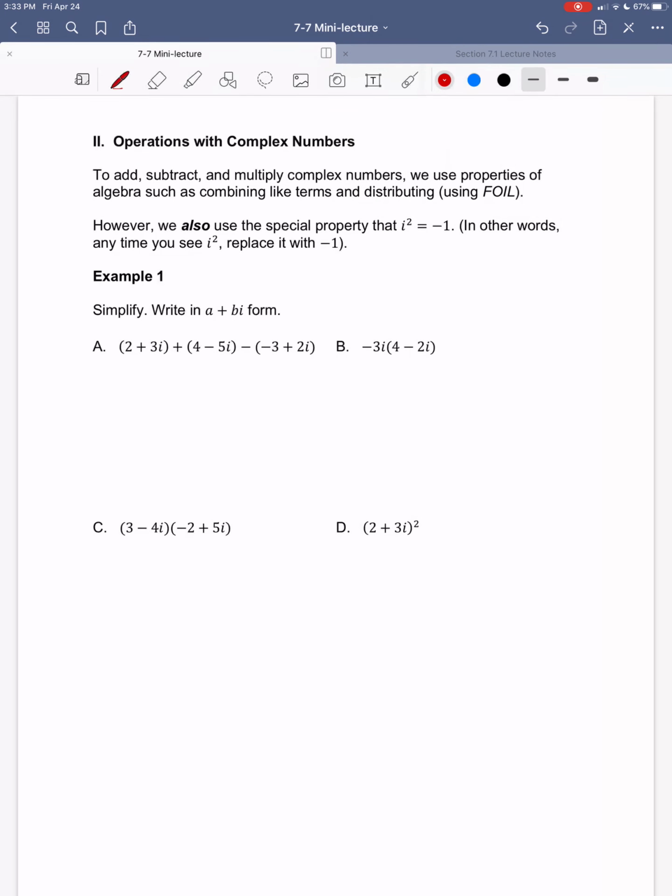Now, when we have these complex numbers, we can add, subtract, multiply, and divide complex numbers. So to start with, if I'm just adding, subtracting, or multiplying, we just use properties of algebra, like combining like terms, or distributing, or using FOIL. However, we have this special property that i squared equals -1. What that really means is anytime you see i squared, you want to replace it with -1. But otherwise, I deal with these kinds of problems the same way we would have done before.